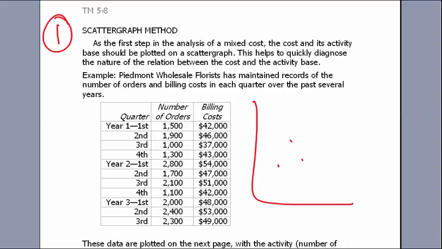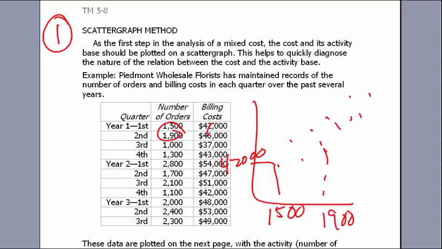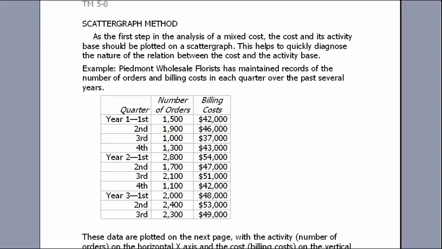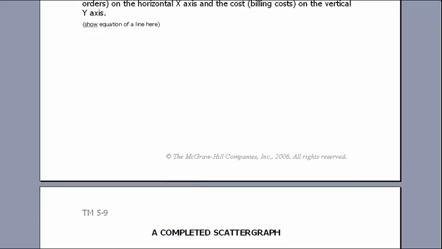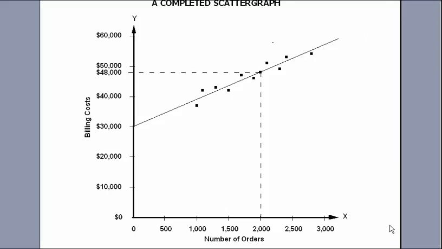And the scatter graph method is that you just simply plot all those points. So you put in the $1,500 and you would say that that's 42,000, or 1,500 units, excuse me. And the 1,900 then, would be here, and that's going to be 46,000, etc. So you plot all of these different points directly onto a graph. And if we slide down a little bit, then you'll see that what it looks like when a scatter graph is completed. So now you've got all these points.